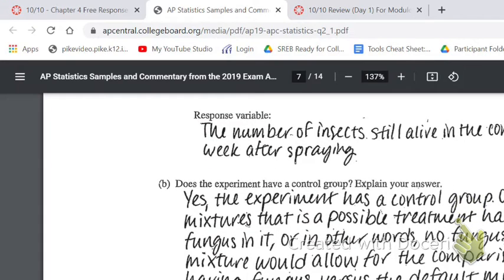Does the experiment have a control group? Explain your answer. Yes, the experiment has a control group. One of the mixtures that is a possible treatment has 0 milliliters per liter of fungus in it, or in other words, no fungus. So that mixture would allow for the comparison of having fungus versus the default mixture, which has no fungus. What do you guys think?